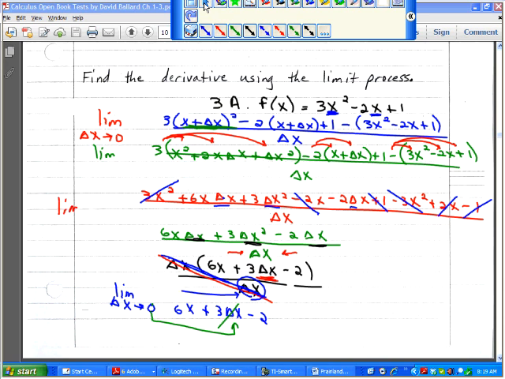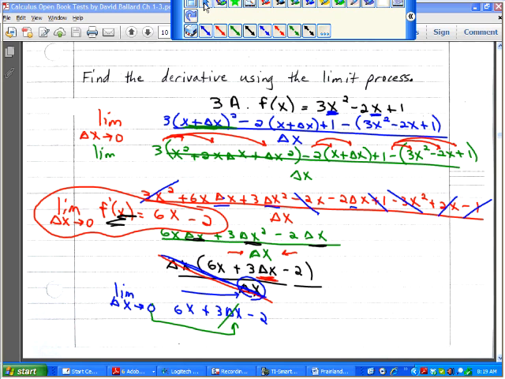So we have the limit as delta x approaches 0 of f prime of x is equal to 6x minus 2. And that is the equation for the slope of the tangent line at any given point. So we found the derivative of the original function using the limit process.